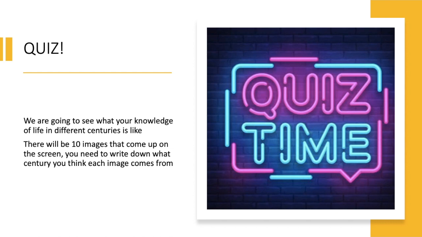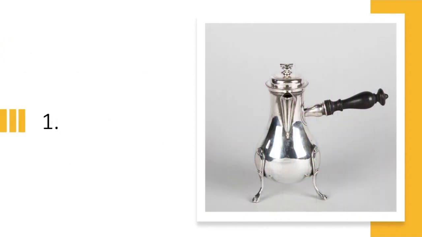So in your book, write the numbers 1 to 10, and then next to each number you're going to write down what you think it is and what century you think that item comes from. So pause the video here. When you're ready, we will begin. Okie dokie, number 1. What do you think this item is? Pause the video, write down your ideas.